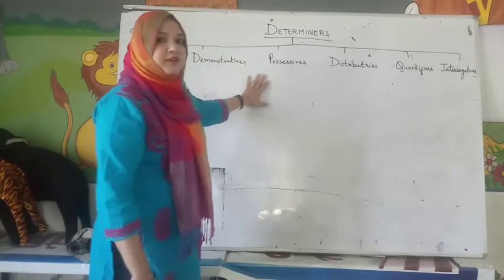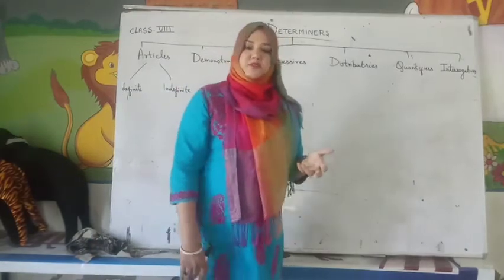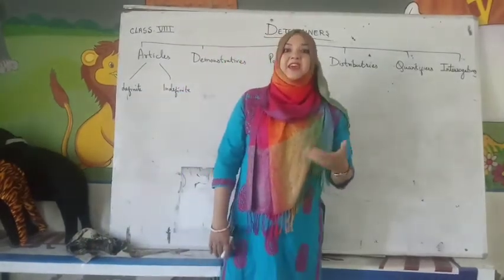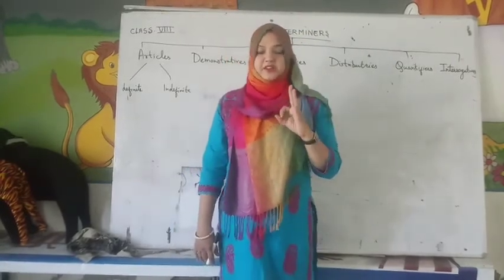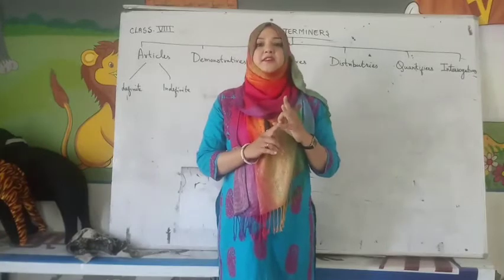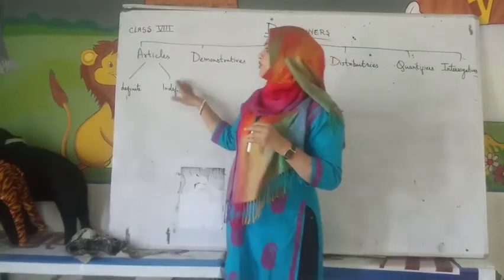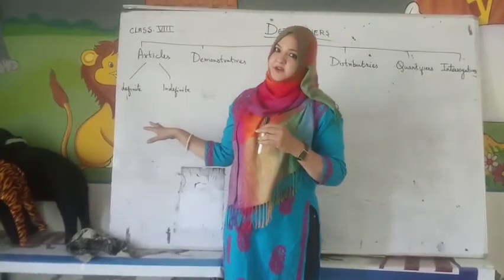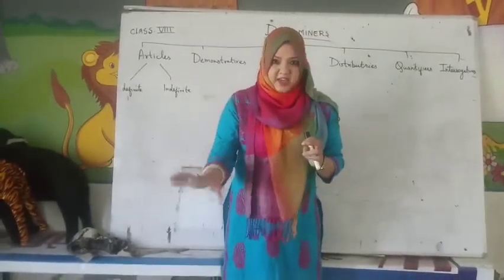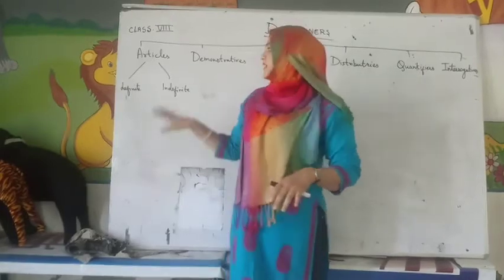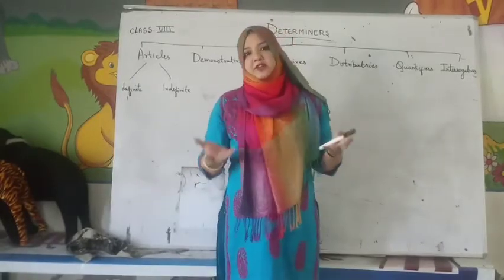Now, the first determiner is articles. What are articles? Remember we have done a, an and the. These are the articles; there are 3 articles. Articles are divided into 2 kinds: definite and indefinite. The word definite means this is the only one. Indefinite means it is not that this is the only one; it can be others also.